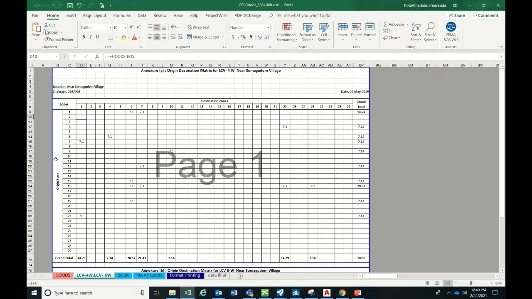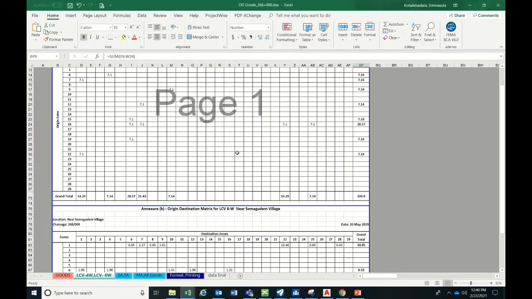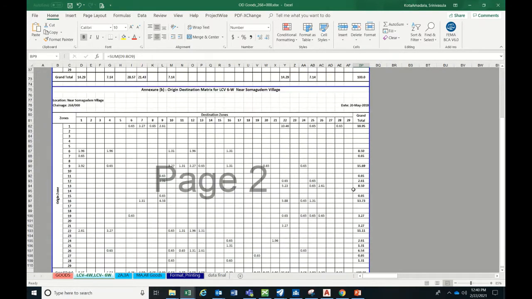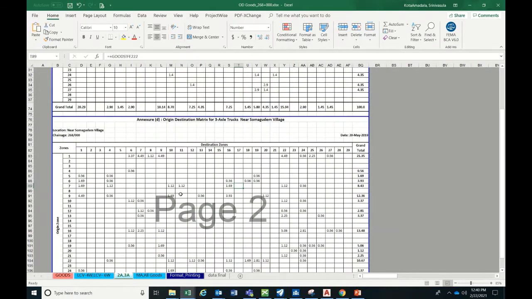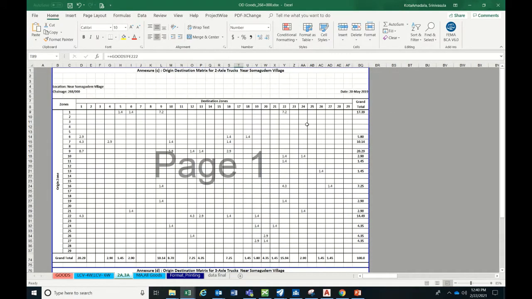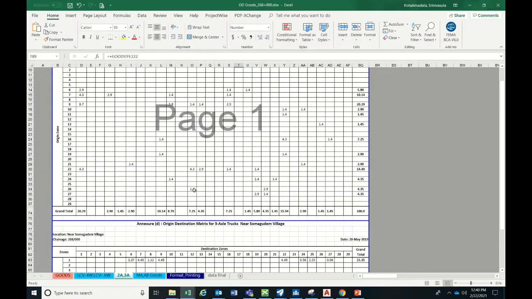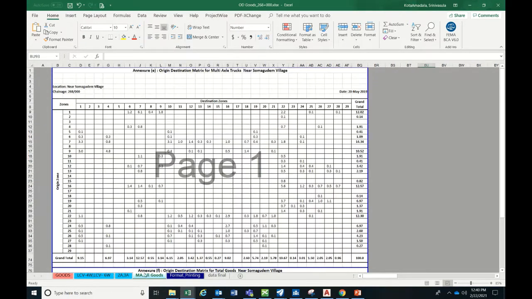See, you can see origin zone and vehicle type, LCV 4-wheeler and LCV 6 wheel. You have to calculate the percentage. That's it, 100%. Again 2 axle, 3 axle, same. This format is enough for submission purpose. Same for multi-axle and all goods.